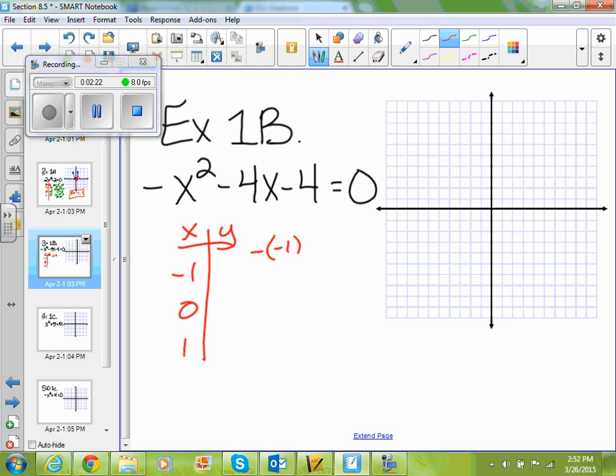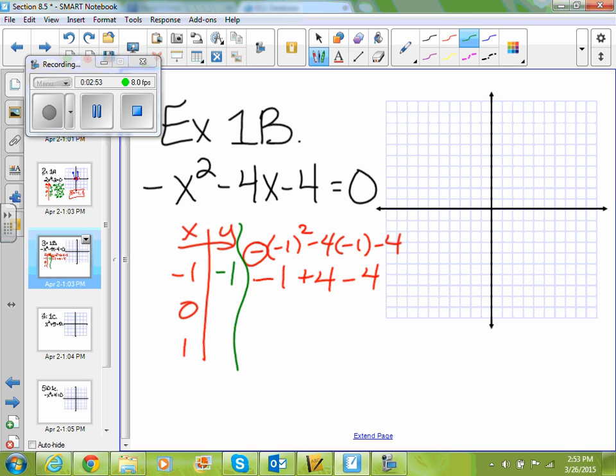So if I plug in -1, I get negative (-1) squared minus 4 times -1 minus 4. -1 squared is 1, and we still have this negative out front, so it goes back to being negative. Okay, -4 times -1 is add 4. So -1 plus 4 minus 4 gives me -1.